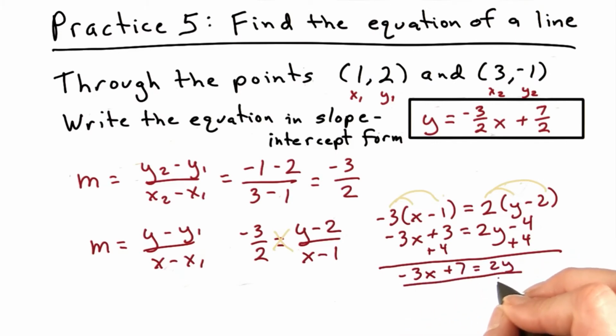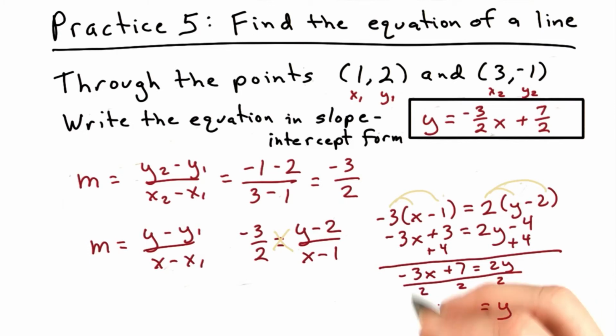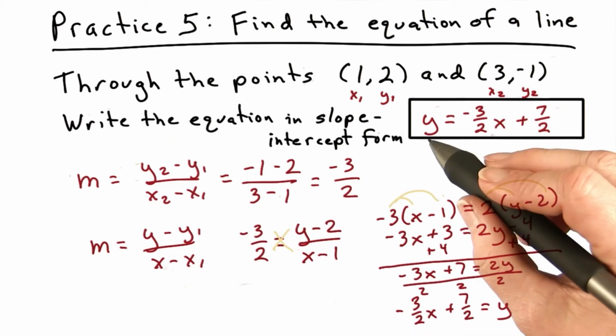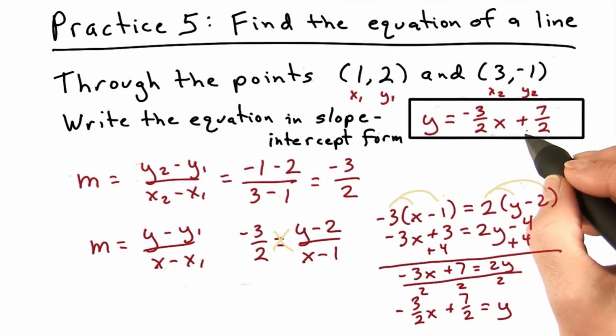And I can still divide everything through by 2, and I get y equals negative 3 halves x plus 7 halves. And we know that negative 3 halves x plus 7 halves equals y is the same as y equals negative 3 halves x plus 7 halves.